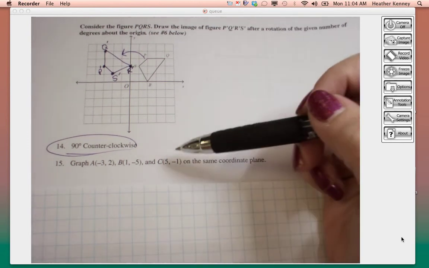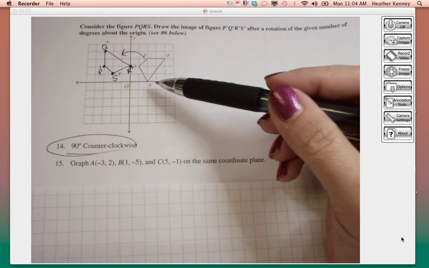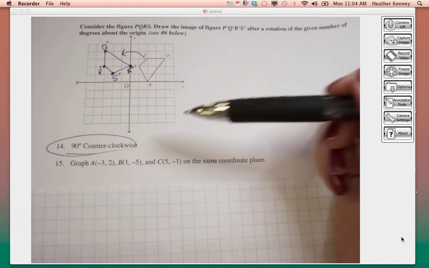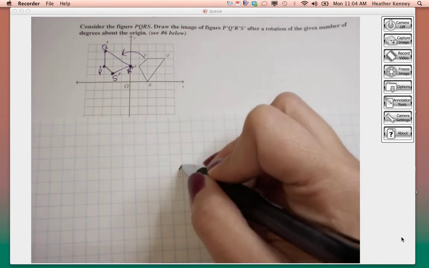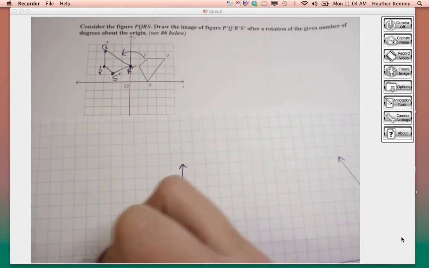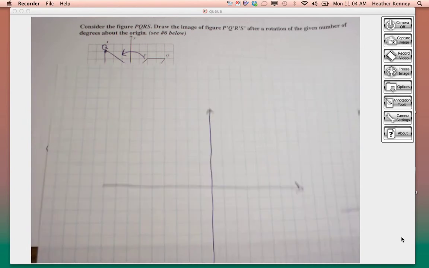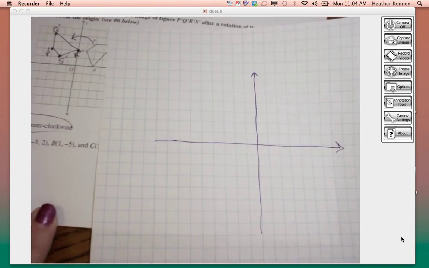All right. Number 15 just said to graph these 3 points on the same coordinate plane. Some of you, it was a little confusing. Some of you graphed it up here. If you did it correctly, that's fine. I gave you credit. It should have said on graph paper. So we'll just draw an axis.